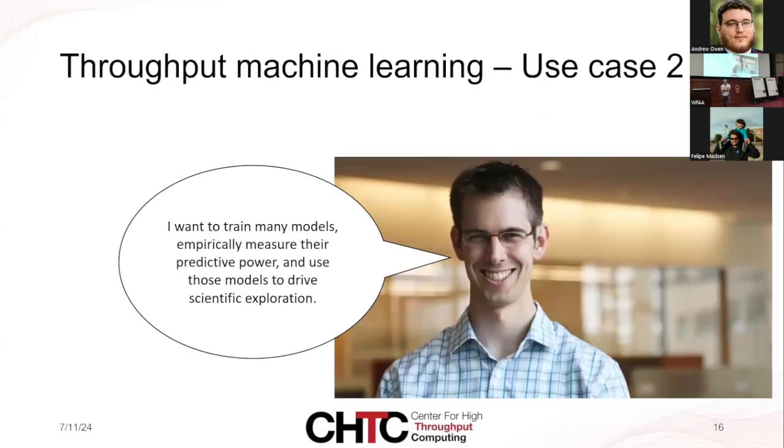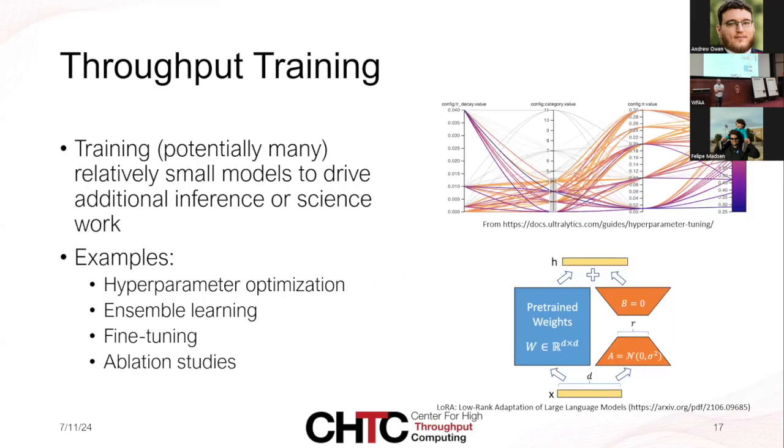Another handsome person might come and say, I want to train many models. I want to discover which one of these are empirically, scientifically valid. I want to measure their predictive power, and I want to use these models to drive my science. So this is a high throughput training case. This is training a lot of small, medium, even big models to do downstream science work, to do additional inference or drive secondary research.